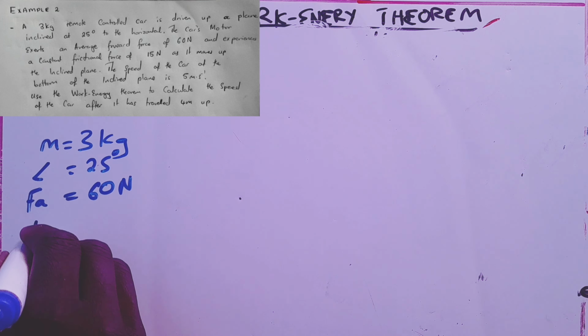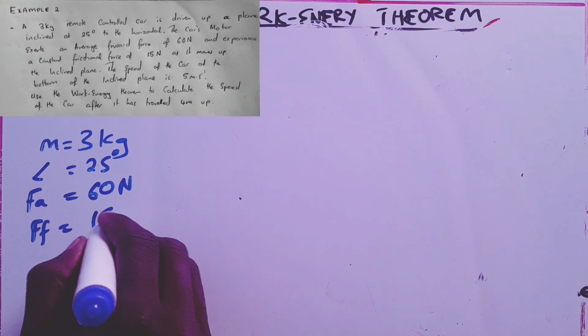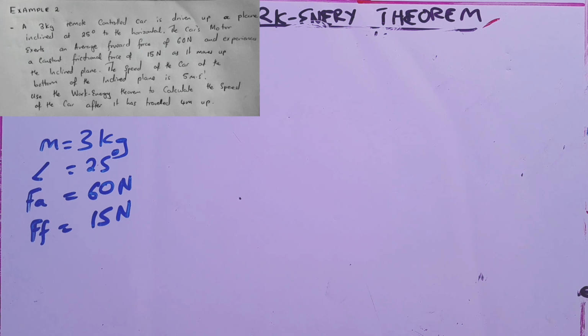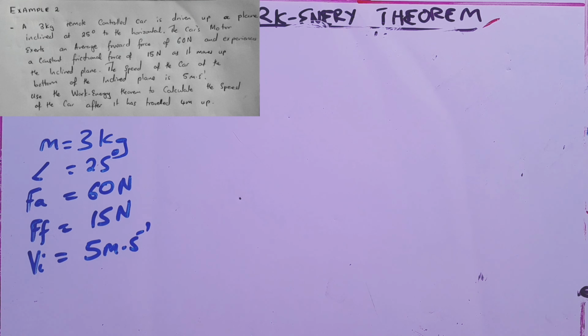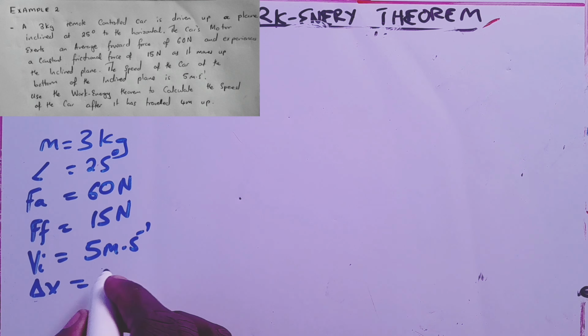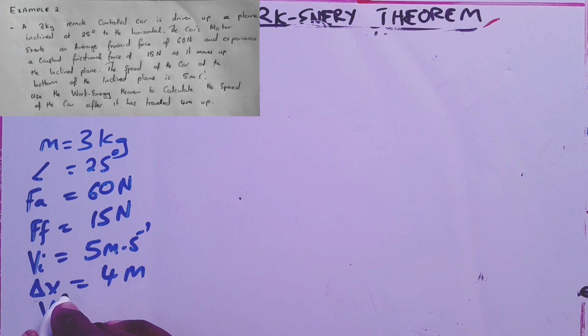And it experiences a constant frictional force of 15 newtons. So this is our frictional force as it moves up the inclined plane. The speed of the car at the bottom of the inclined plane is 5 meters per second. So this is our initial velocity being 5 meters per second. Use the work energy theorem to calculate the speed of the car after it has traveled 4 meters up. So our displacement is equal to 4 meters. Now we're just trying to find our final velocity then, right?